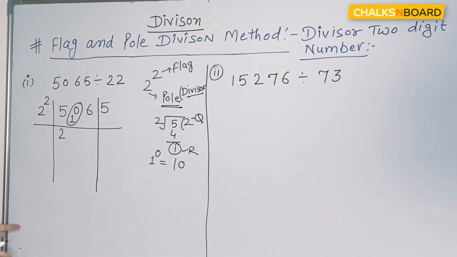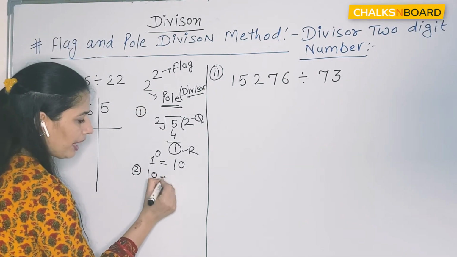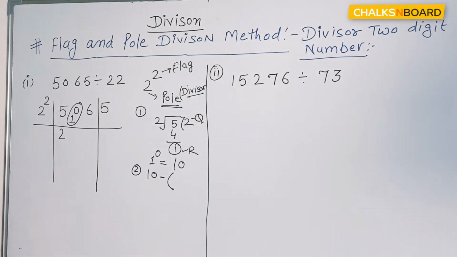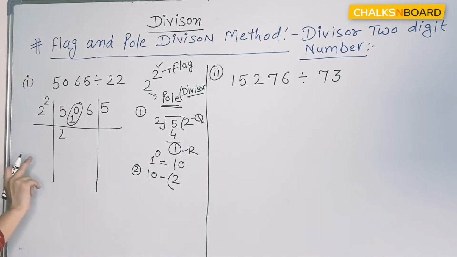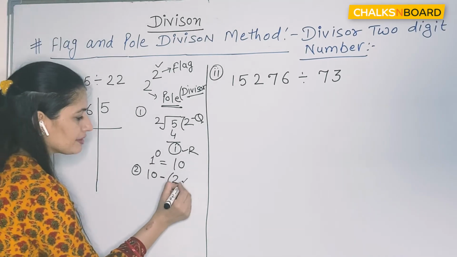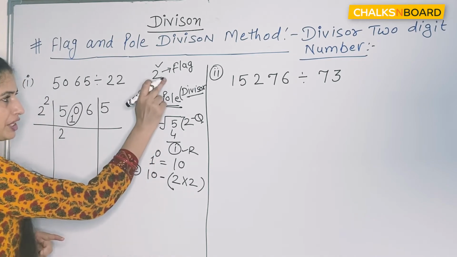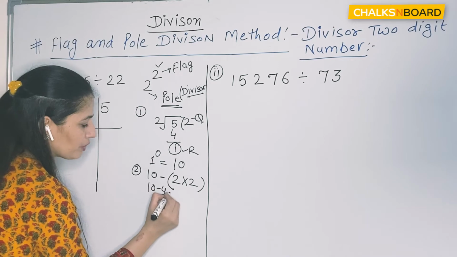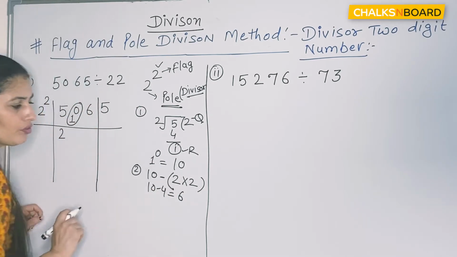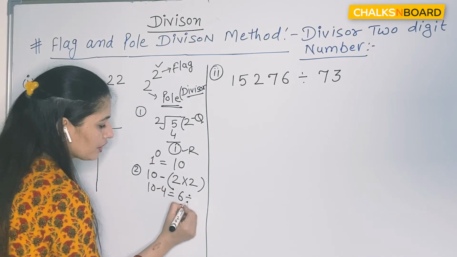So what is the second step? This is our first step. What is the second step? 10 minus the multiplication of flag, that is 2, and the previous quotient, which is 2. It means you have to subtract the multiplication of the flag and the previous quotient from the next number. 10 minus 4, that is 6. Now we have to apply the same method, that is 6 divided by 2, which is 3.